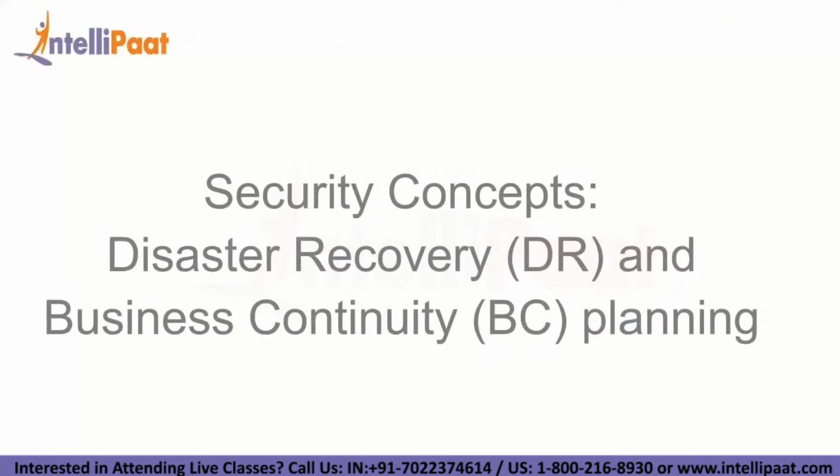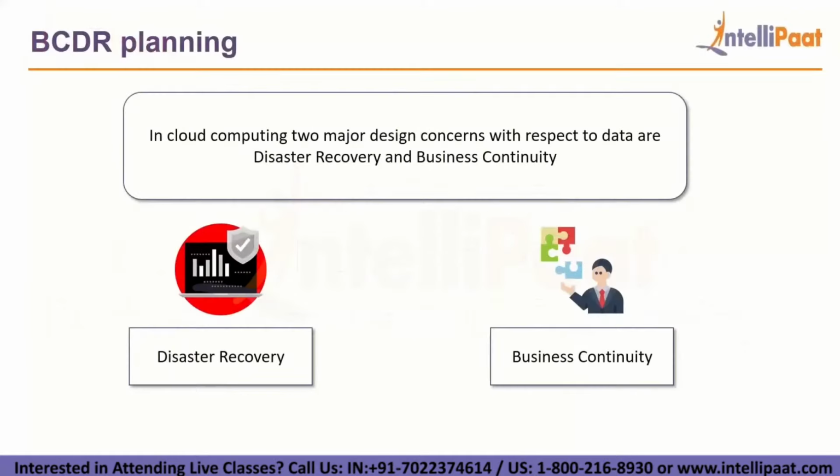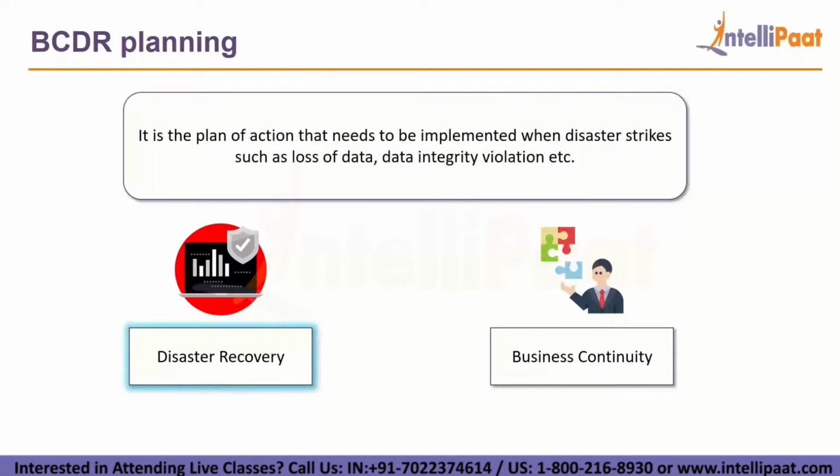Then comes disaster recovery and business continuity planning. In cloud computing, two major design concerns with respect to data are disaster recovery and business continuity. Disaster recovery is essentially the plan of action that needs to be implemented when a disaster strikes, such as a loss of data, data integrity violation, someone deleting or changing the data, or the data center going down. There could be a lot of reasons that these disasters strike. So what exactly do we do when something like this happens?